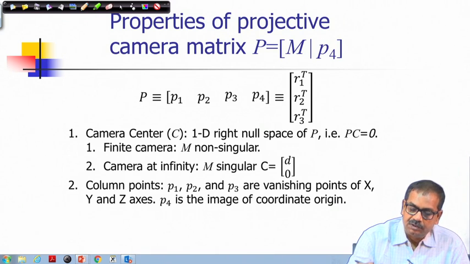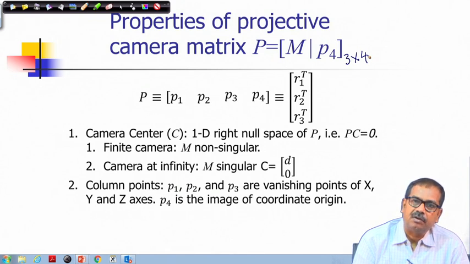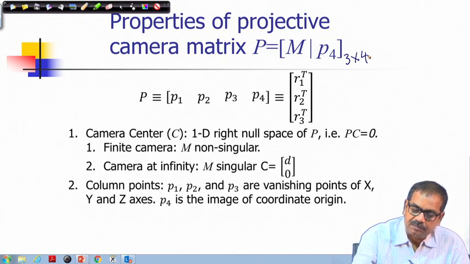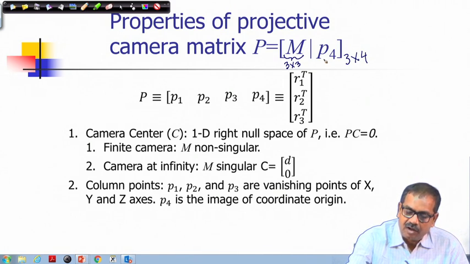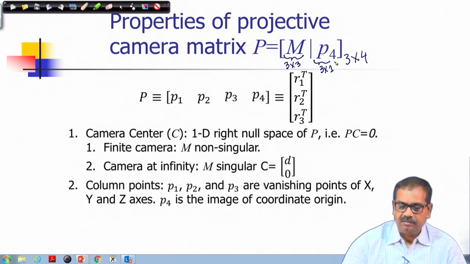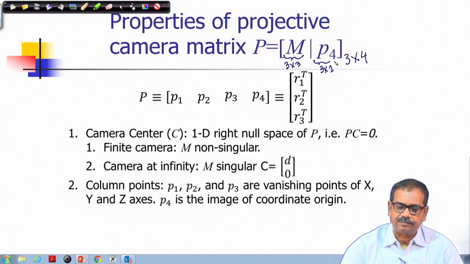The first form you should note is that a projective matrix, which is a 3 cross 4 matrix, is represented by its submatrix components. One of the representations has a 3 cross 3 submatrix, denoted here by the symbol capital M, and a column vector, which is the fourth column vector. We use the notation P 4 to show that it is a column vector at the fourth position, and its size is 3 cross 1.